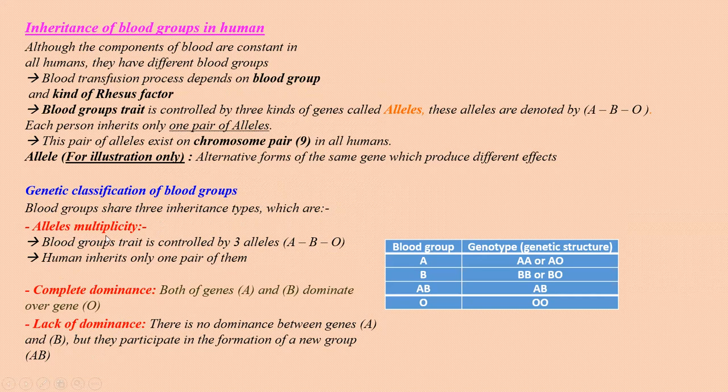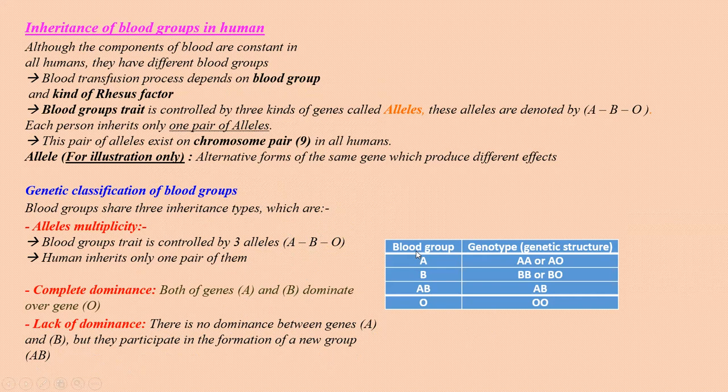Number 1, the alleles multiplicity. Meaning the blood group trait is controlled by 3 alleles, A, B and O, so I have multiple alleles controlling it. Human beings inherit only one pair of them. While in the complete dominancy, both genes A and B dominate over the O. So here there is another domination: complete dominancy of A and B over O. Lack of dominancy, there is no dominance between gene A or B. Both of them are dominant, A dominant to B dominant. So they produce another new group which is AB.